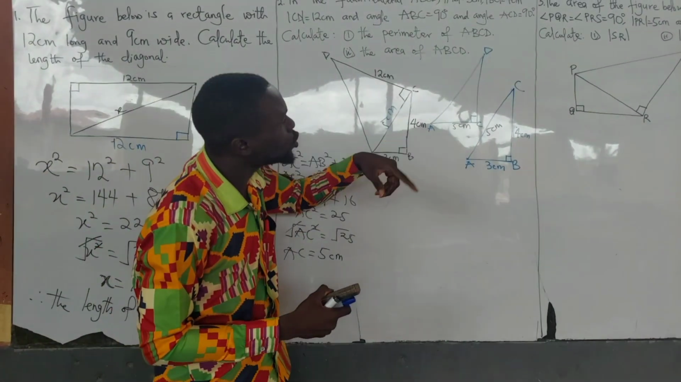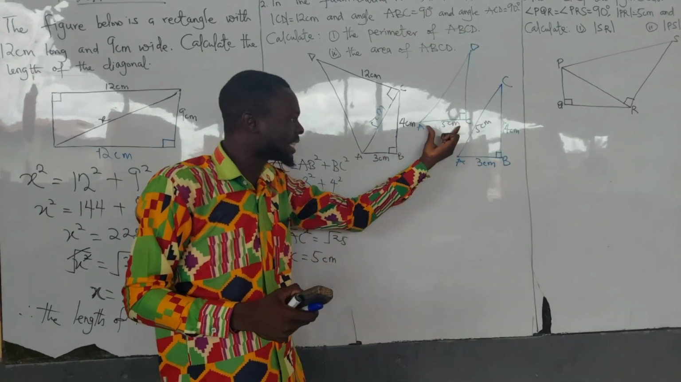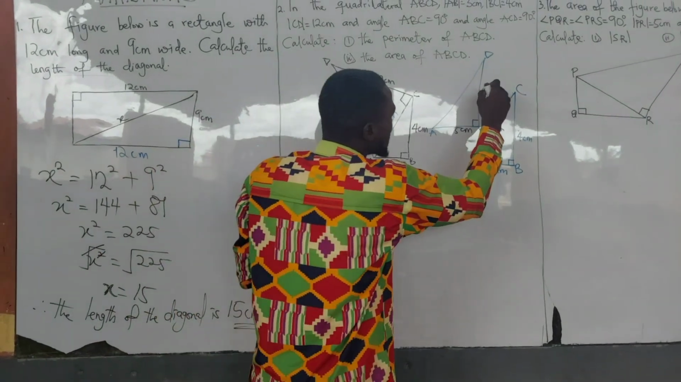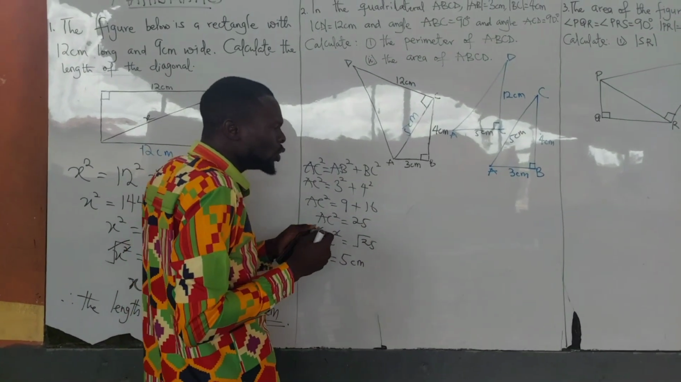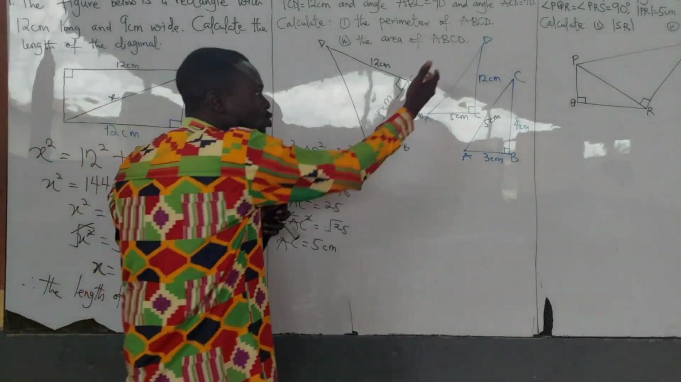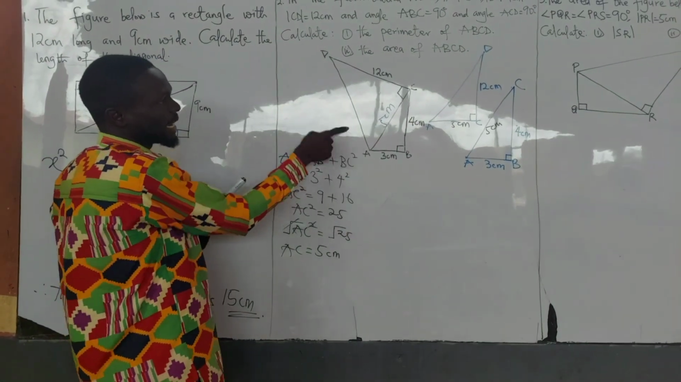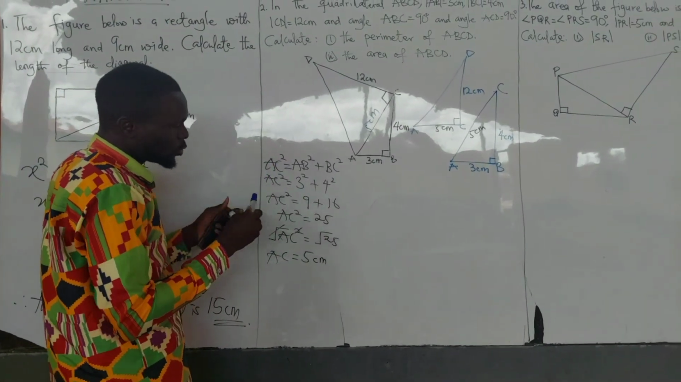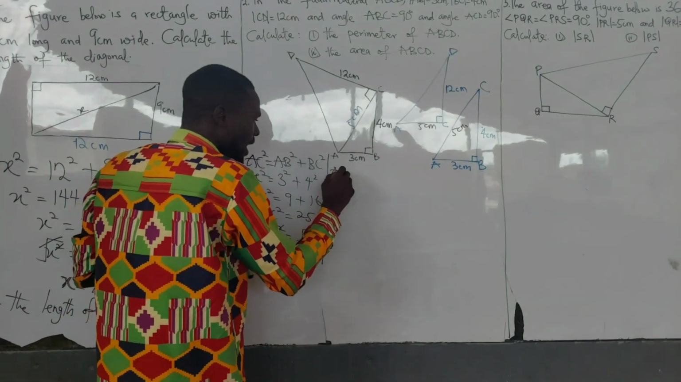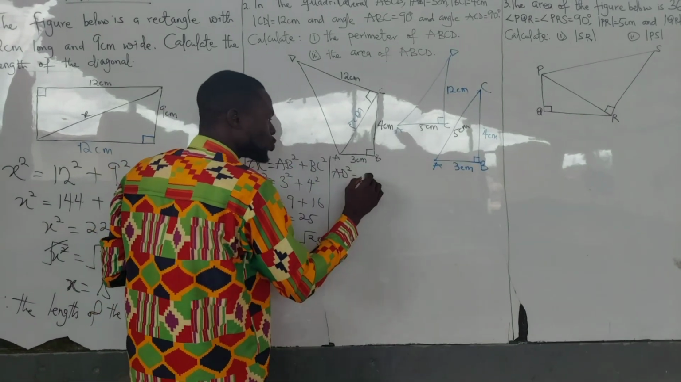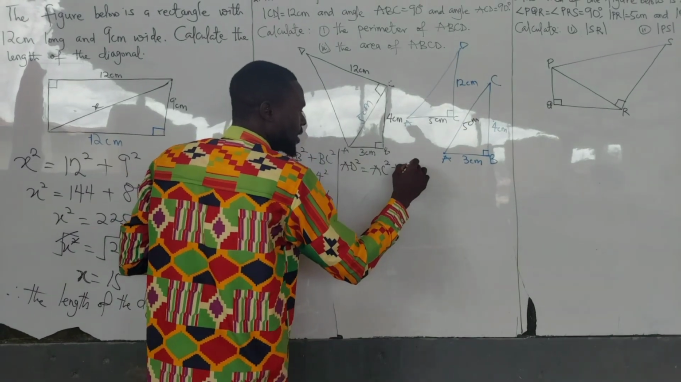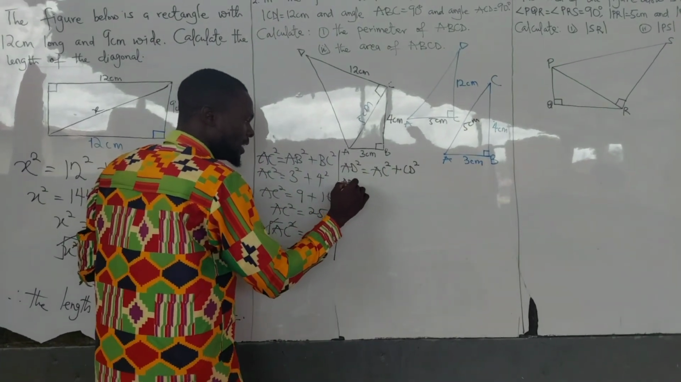Now, since I've been able to use the Pythagoras theorem to get this length, I already know CD. CD has already been given as 12. So this side is 12 centimeters. So I am going to use the Pythagoras theorem to solve for this AD, which is this side. So what will we do? We are going to say that the hypotenuse squared, so AD squared, is equal to AC squared plus CD squared.